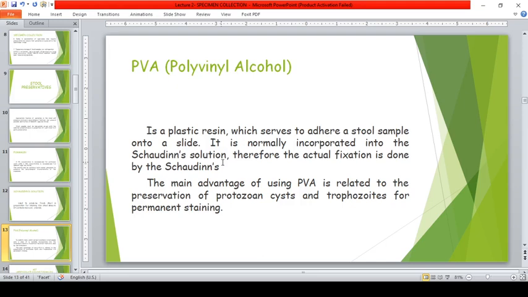And what is FECT again? That is the formalin ether concentration technique. And using PVA, it can be shipped to any laboratory for further examination. So if it undergoes the FECT concentration pa din.